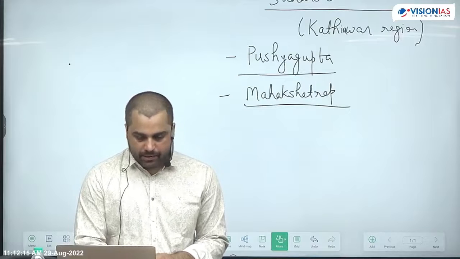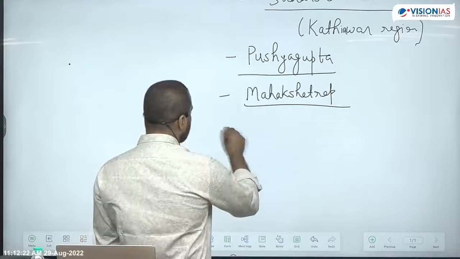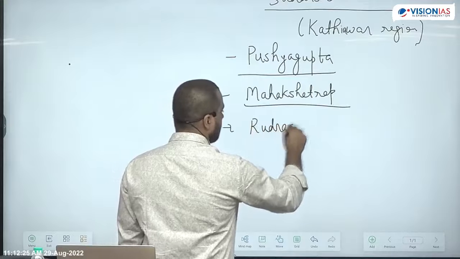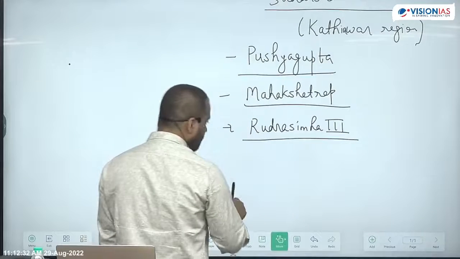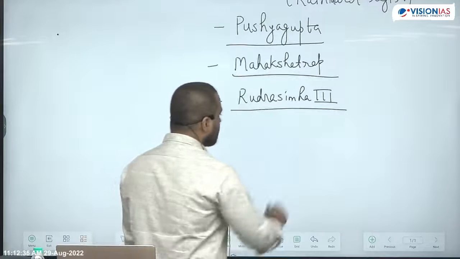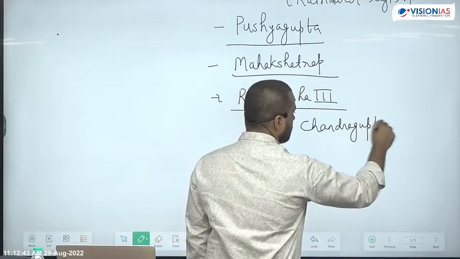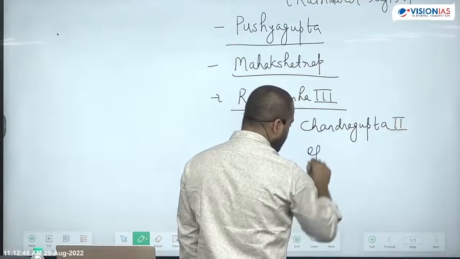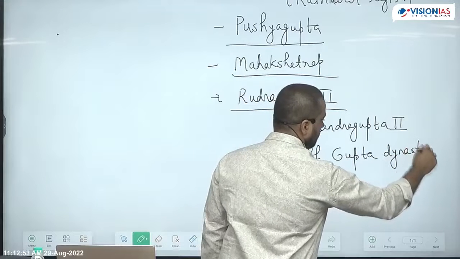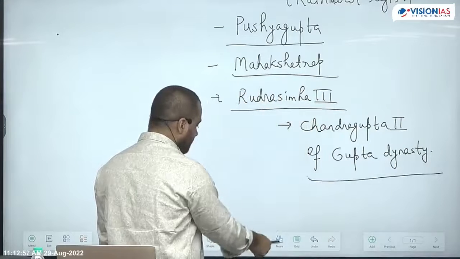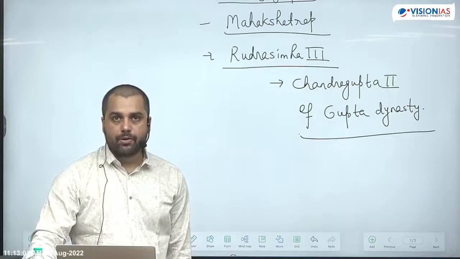The last Western Kshatrap, Rudrasimha III, was defeated by Chandragupta II of Gupta dynasty. We will talk about Guptas in detail, a very important topic.